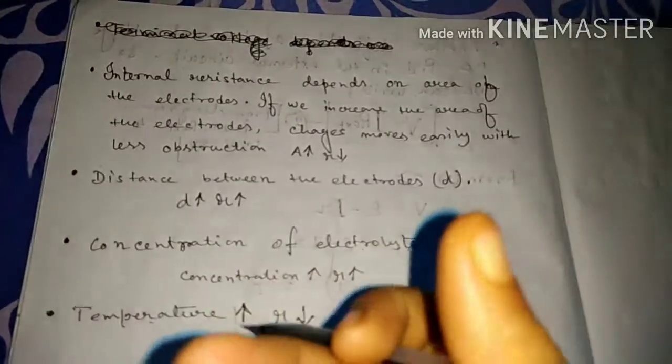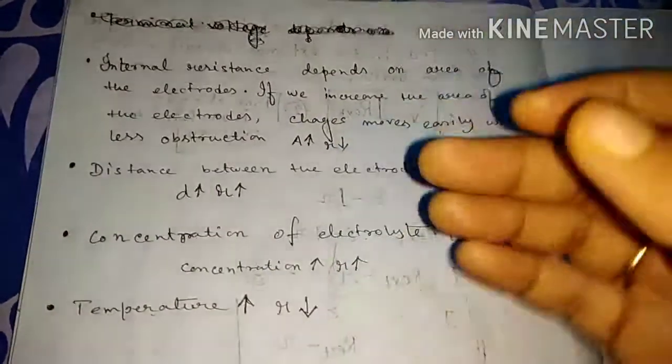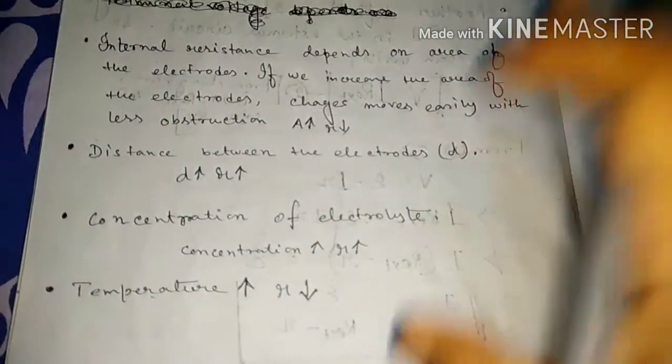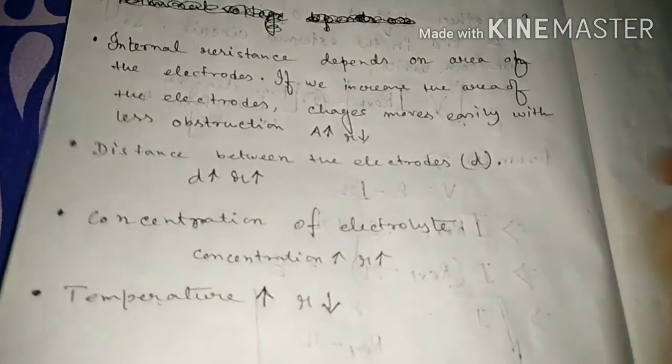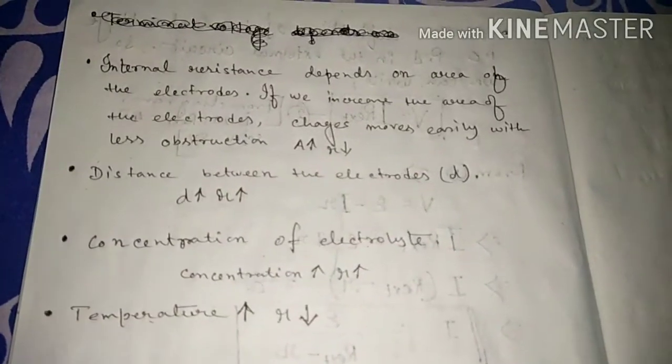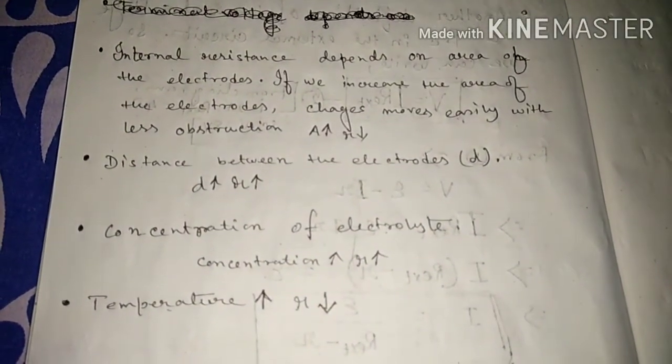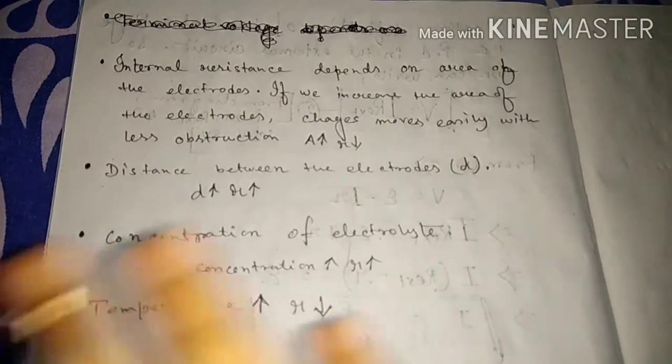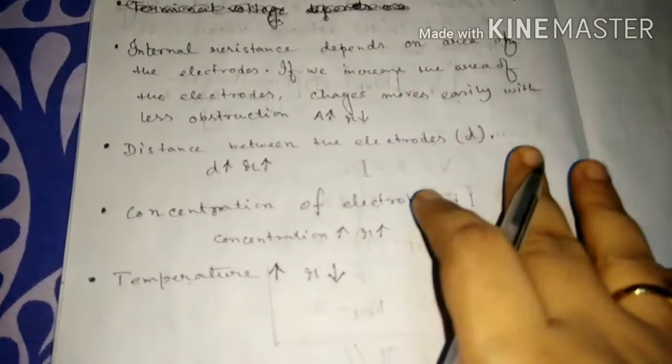And due to internal resistance, practically whatever the theoretical value, we get a lesser value because of the terminal voltage. The potential difference decreases. Clear? I hope it is clear now to understand all these things.